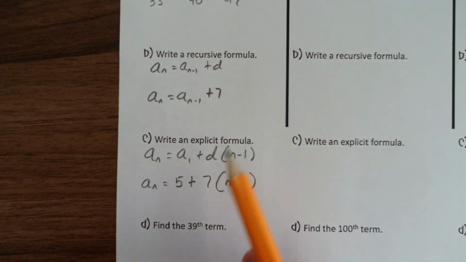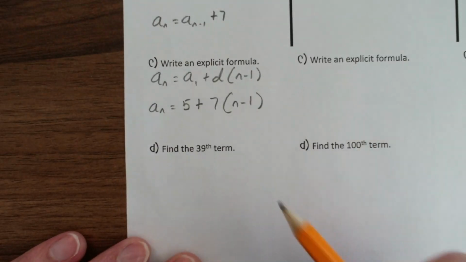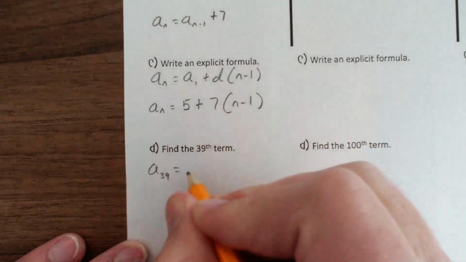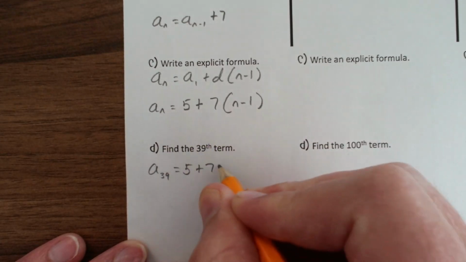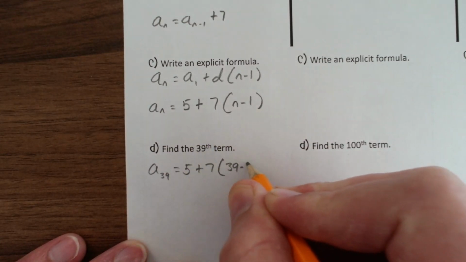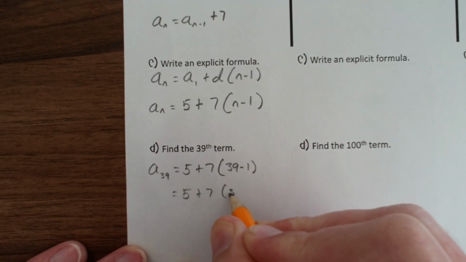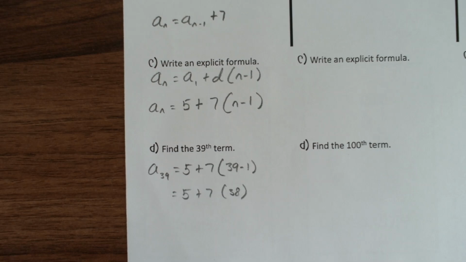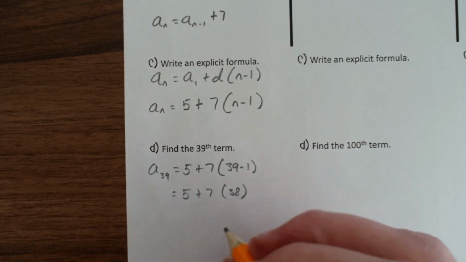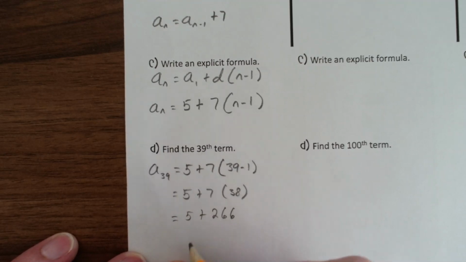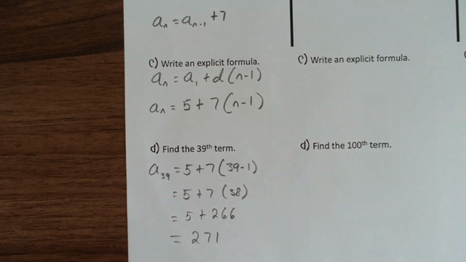And now that I have my explicit formula, now I can find my 39th term. So a_39 equals my first term 5 plus 7 times (39 minus 1). 39 minus 1 is 38. Believe it or not, Mr. Austin does not know 38 times 7 off the top of his head. It looks like it's 266. So 5 plus 266, which is 271.